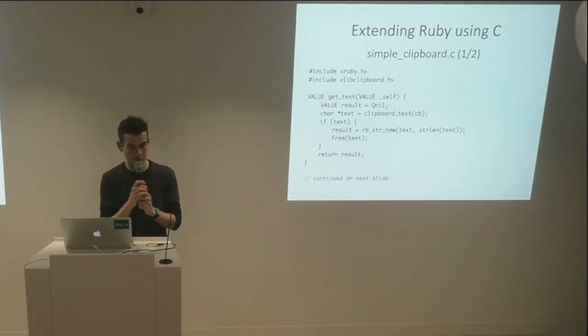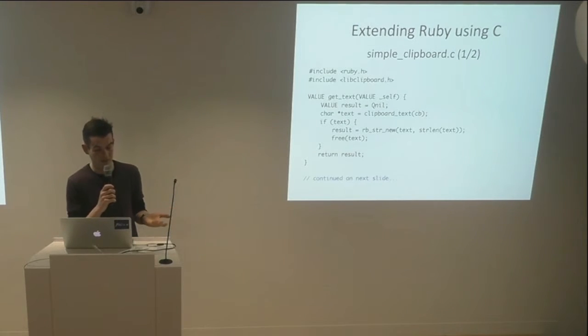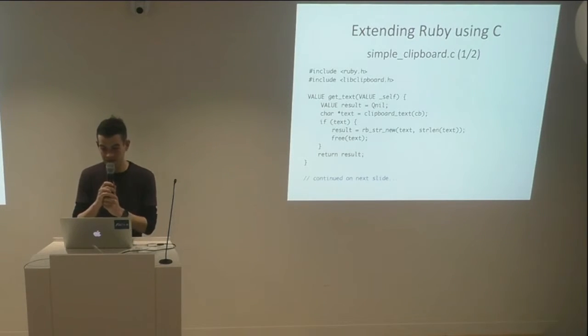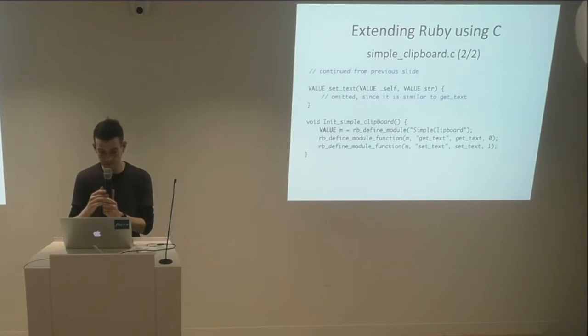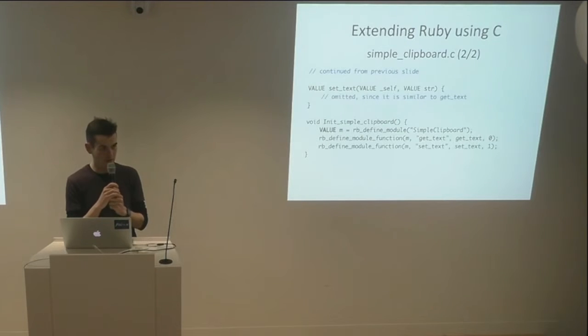Finally, return whichever result we ended up with. It's either going to be nil, or it's going to be this new rb_string result that we got. And that's it. That's the getText method. setText is kind of similar. There's a few extra steps, but I just omitted them so that I don't have to apologize too much.